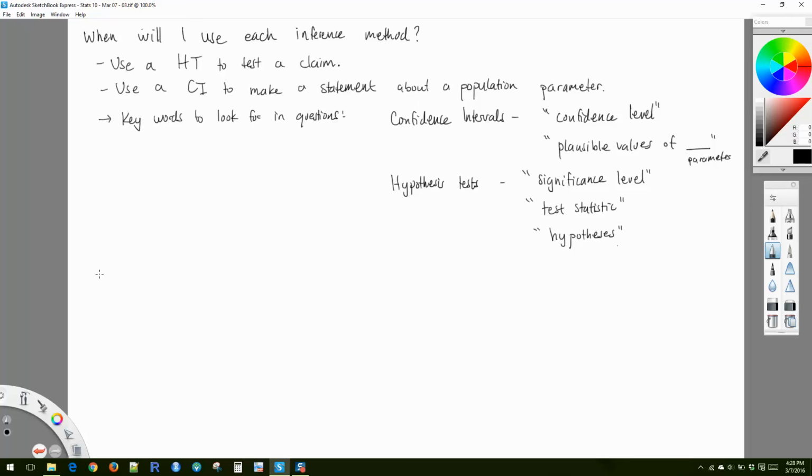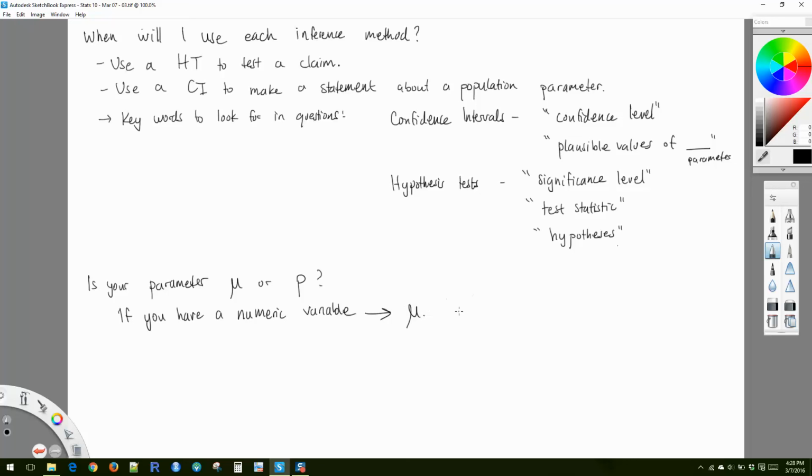Are you dealing with means? So the next part you've got to decide: is your parameter mu or is your parameter p? Parameter mu or p. All right, so if you have a numeric variable, you'll be dealing with mu.